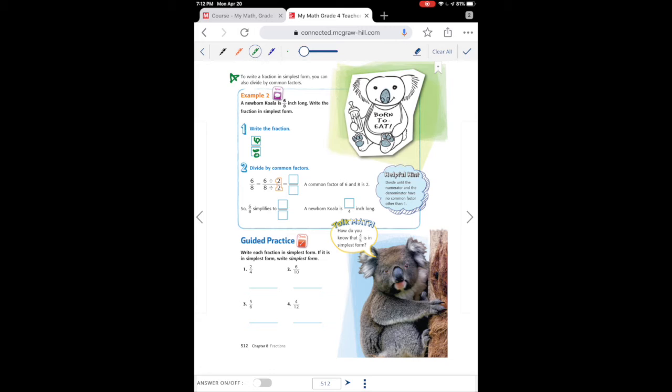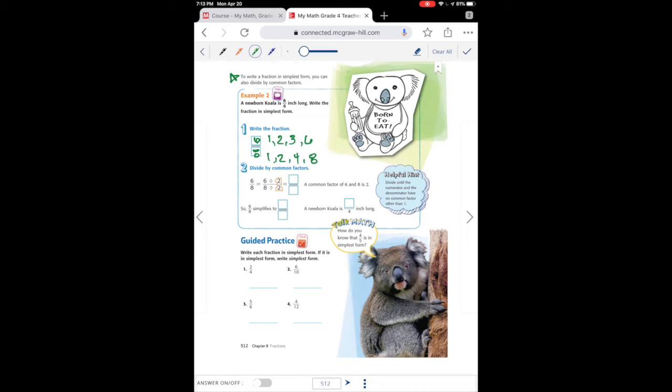So I need to figure out the factors of 6 and 8. I know that 1 and 6, because 1 and whatever number we're working with are always factors, and 2 and 3, because when I multiply 2 times 3, I get 6. So those are my factors of 6. My factors of 8, I start with 1 and 8, because I know that 1 times the number I'm working with is always a factor pair, identity property of multiplication. And then I know that 2 times 4 is 8.